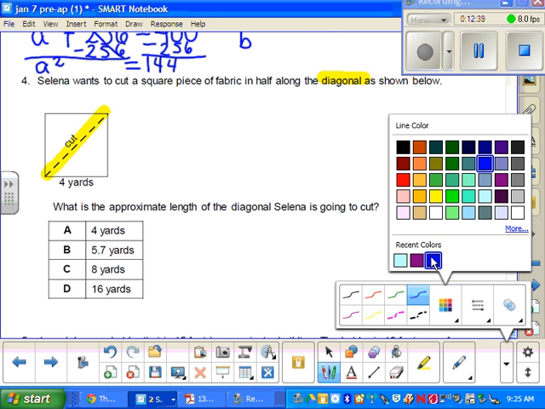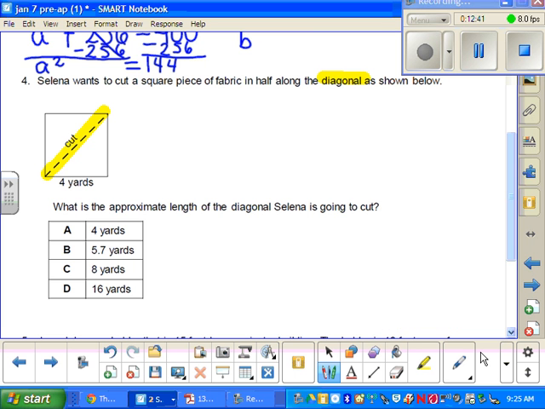And I remember that as diagonal is a long, complicated word to say, and hypotenuse is a long, complicated word to say. So both of those mean the same thing. All right, so what do we have here? We have a square. So I know one side of my square is 4 yards. But what do we know about squares?